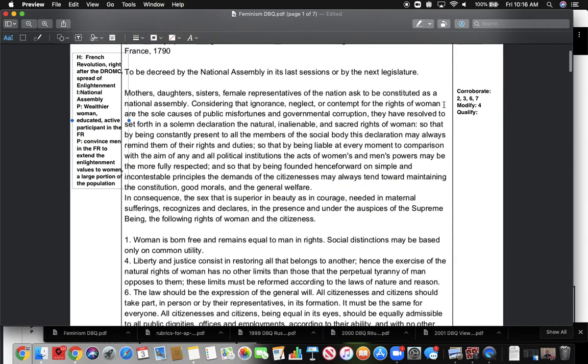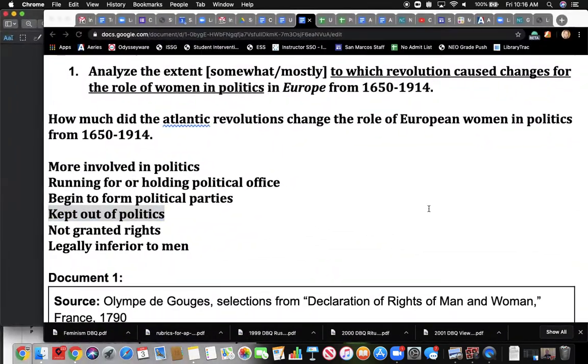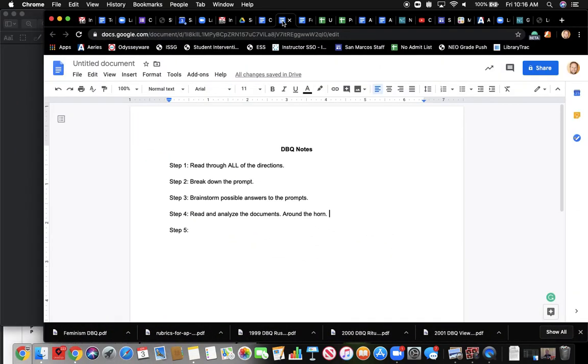And then I want you to start thinking about how these documents corroborate together. How do they work together? So again, let's go through our steps of our DBQ to make sure that we understand how to tackle it. Once you have read through all the directions, broken down the prompt, brainstormed possible answers, and read and analyzed all the documents, that's when you begin to group the documents and start outlining your essay. Your essay for a DBQ is essentially going to be as follows.